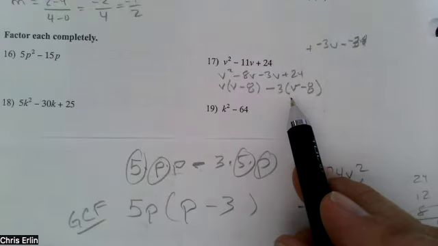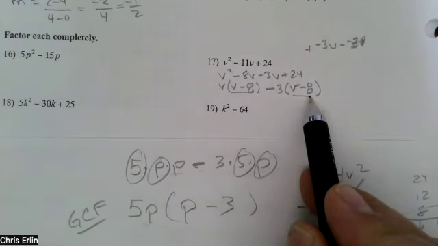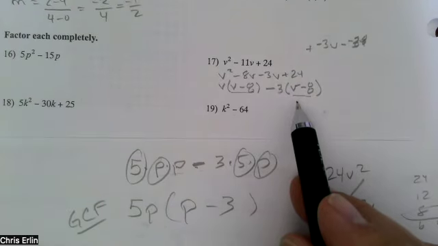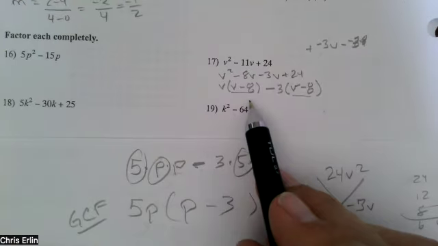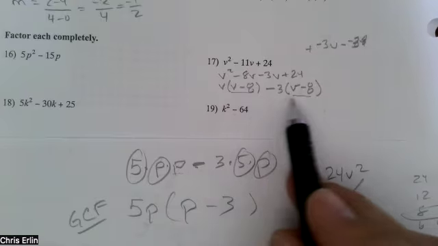Pro tip, if I've done this correctly, what's true about these inner parts? They're the same. They have to both be v minus 8. If you get this one as v plus 8, you made a mistake in what you pulled out. It's not quite there.